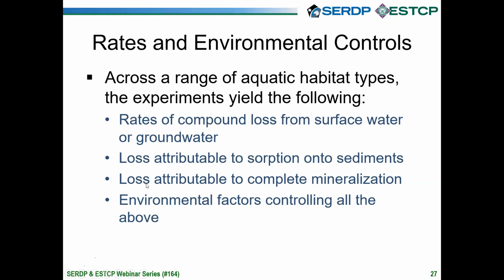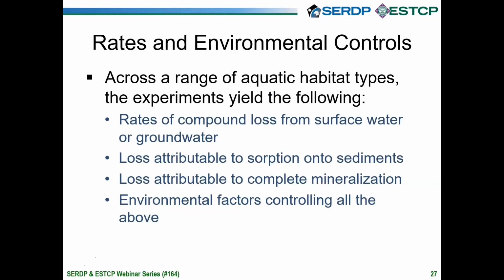And then uniquely using the isotopic label, we can quantify how much of that loss is attributable specifically to the mineralization of that compound. Right, mineralization is what we want. That's the brass ring for degradation. And then lastly, because we do this across a range of environments, we can start looking at what environmental characteristics might actually be important for controlling the rate or the amount of absorption, or more specifically, the amount of mineralization.